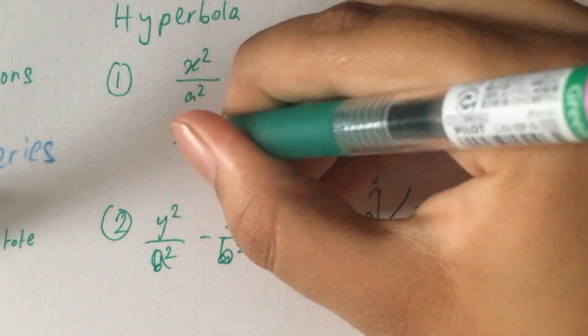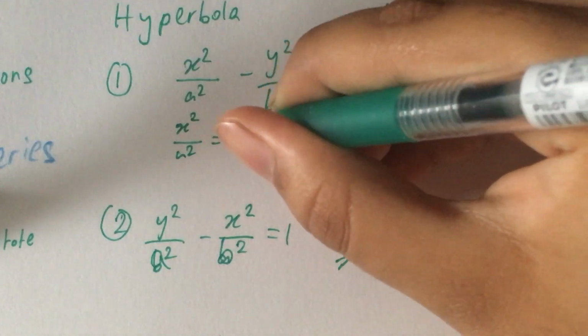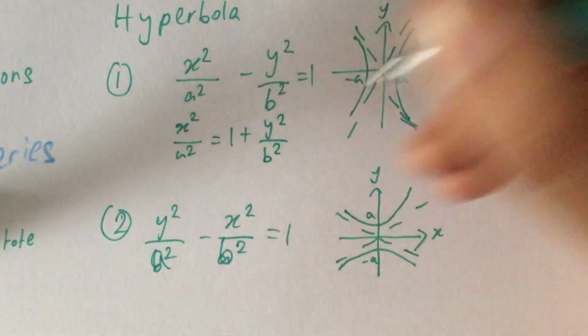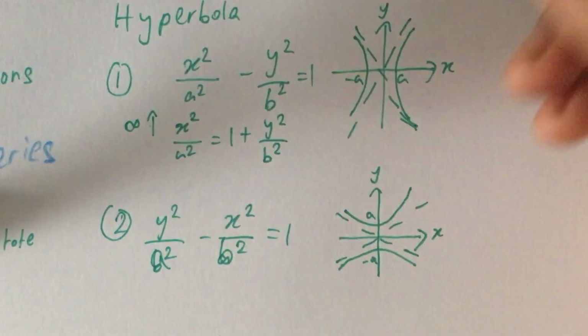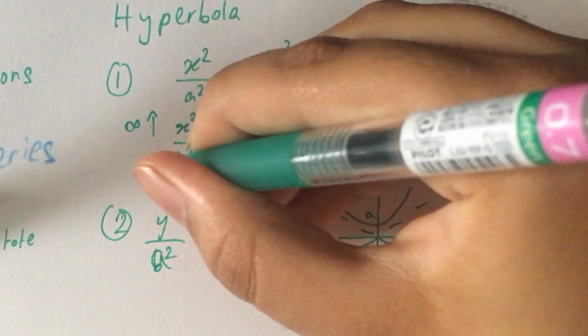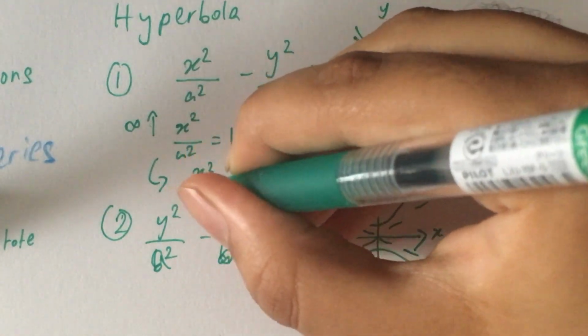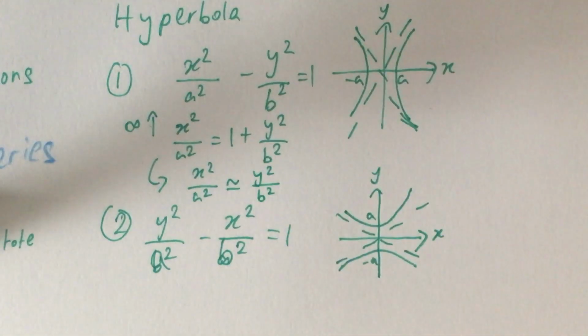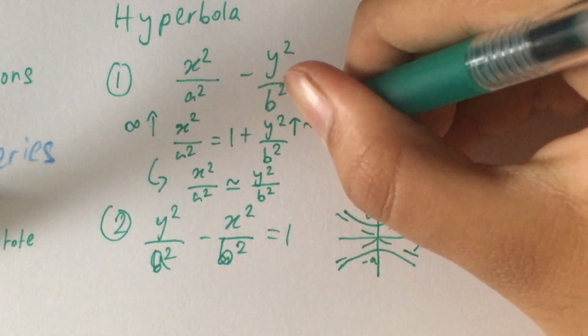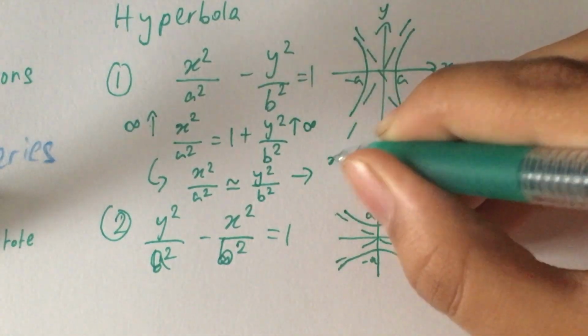Then you will have x squared over a squared equals 1 plus y squared over b squared. And then you imagine x going to infinity. Since x is going to infinity, y squared will be huge, so the 1 becomes insignificant because infinity is so huge. Then you can equate x squared over a squared to y squared over b squared, and from there you can get your asymptotes.